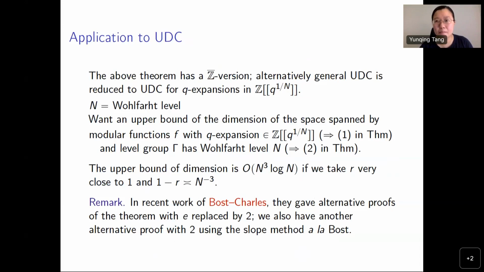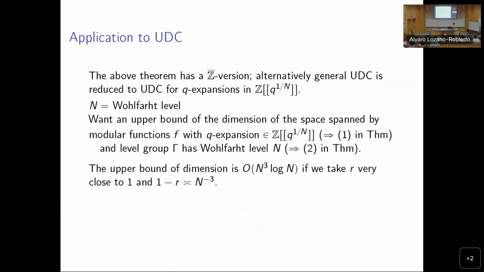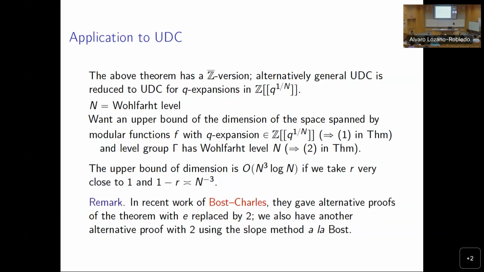I'll check the room. Yes, there is a question. In your proof, you made essential use of this function lambda over 16, and you said that there's alternate proofs. Is that alternate proofs of just the dimension bound? This remark is only about the dimension bound. So at present, the only proof makes essential use of this function lambda over 16?